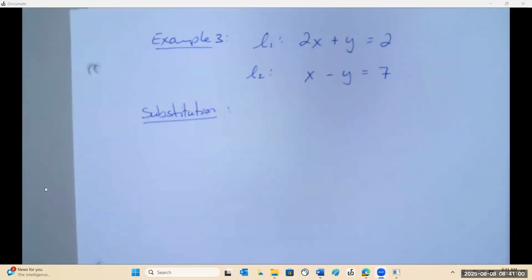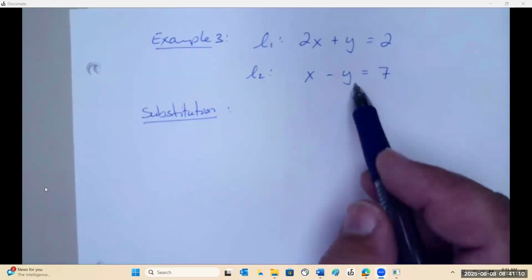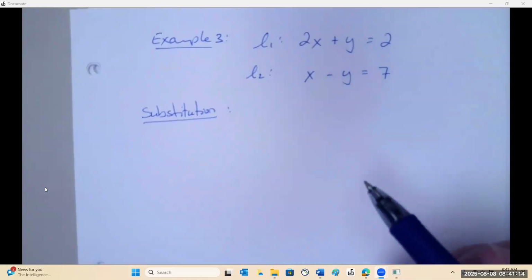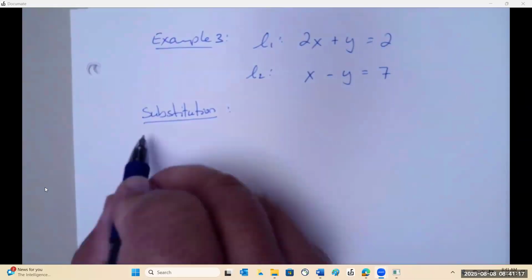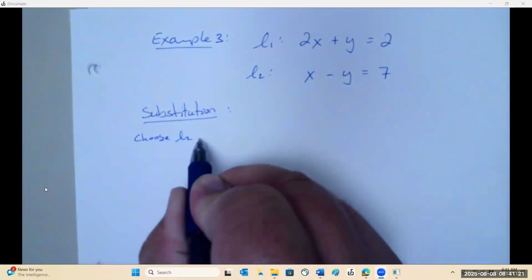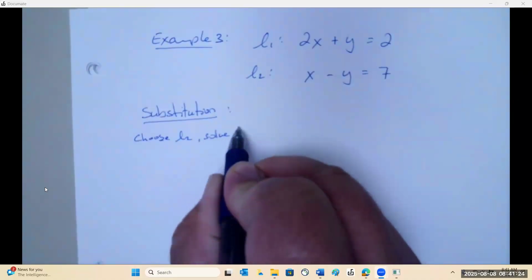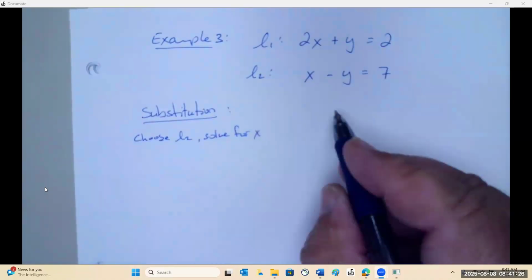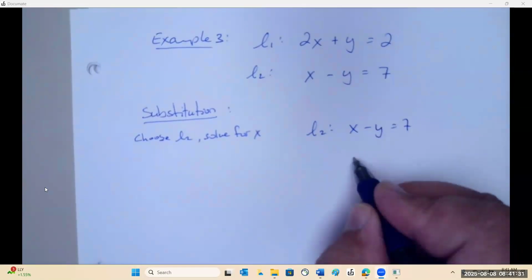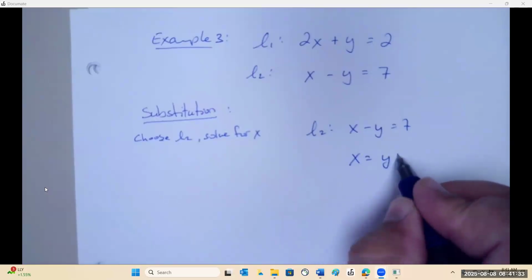Remember how we do substitution? Go for one variable. Pick one equation. So which variable you want to choose from, which equation you want to choose, and which variable you want to solve for. All right. Choose line 2. Solve for x. So we have x minus y equals 7. x is equal to y plus 7.